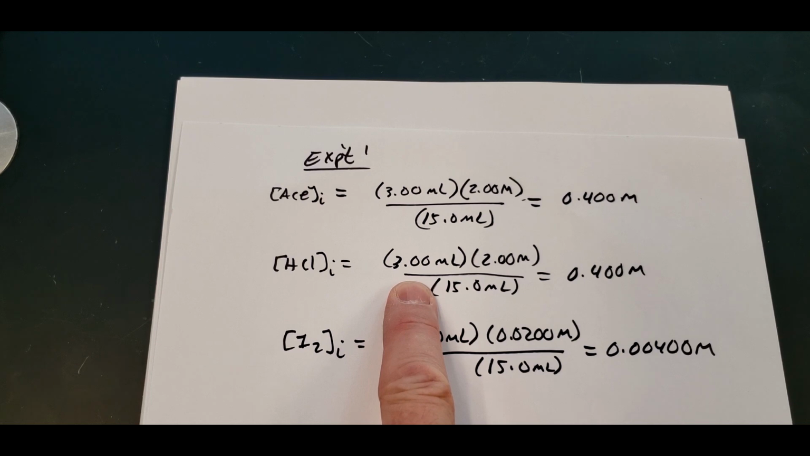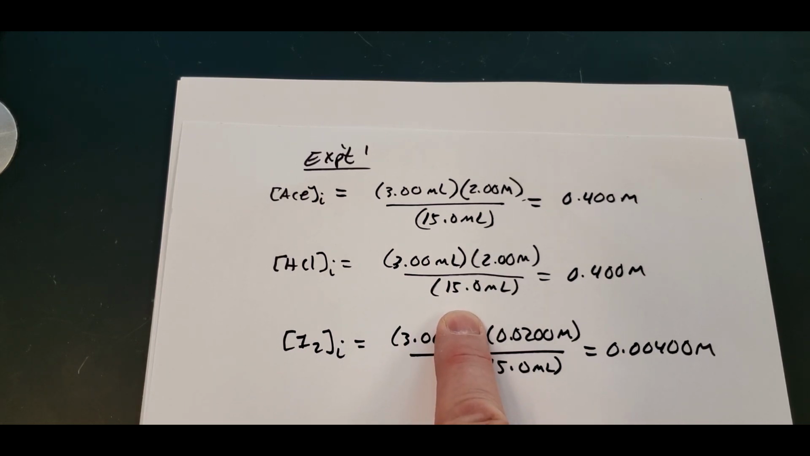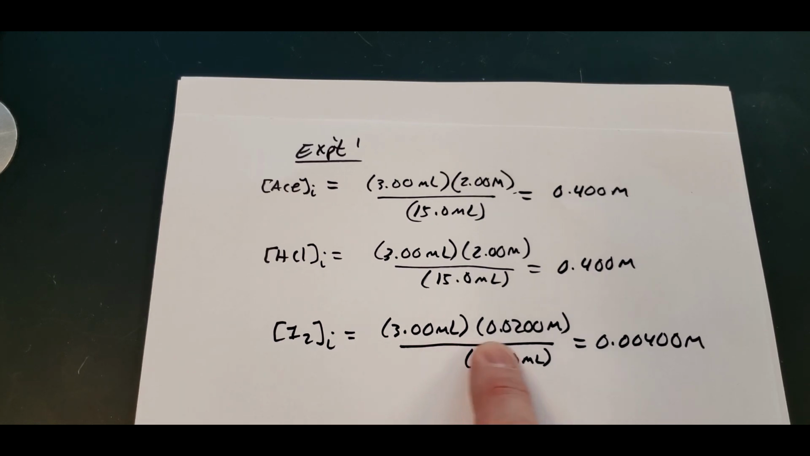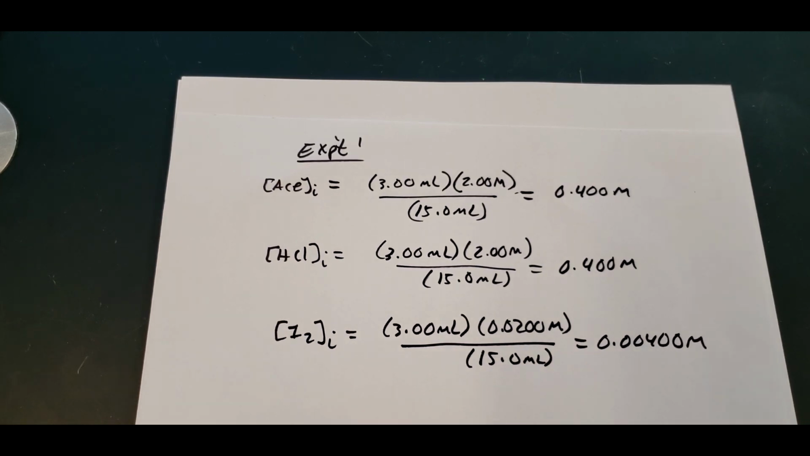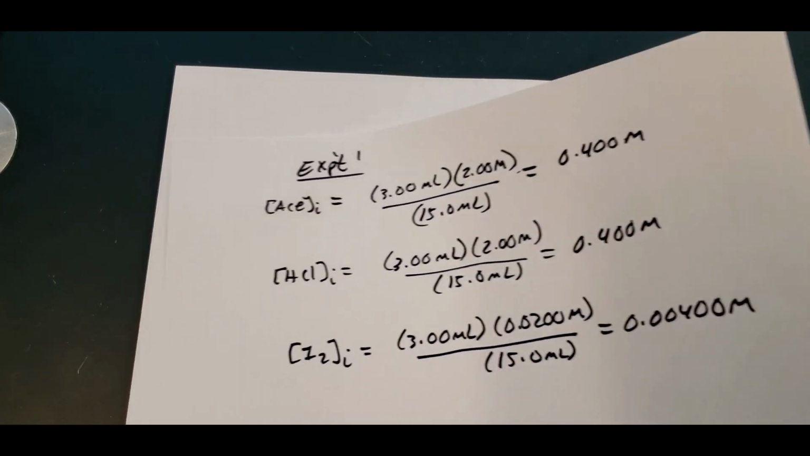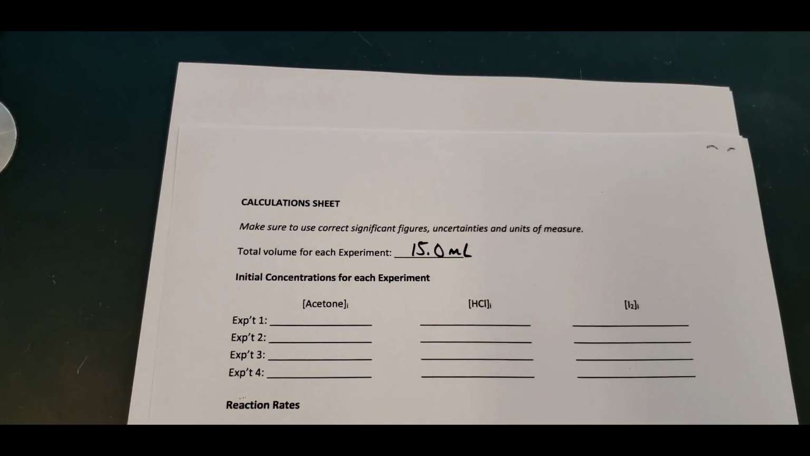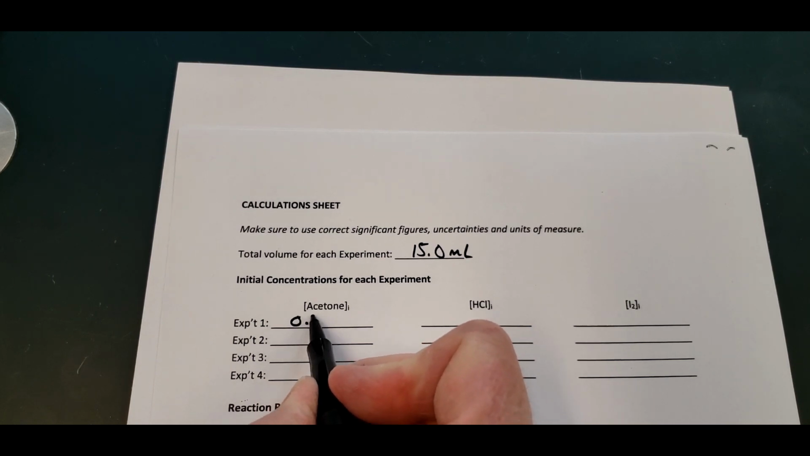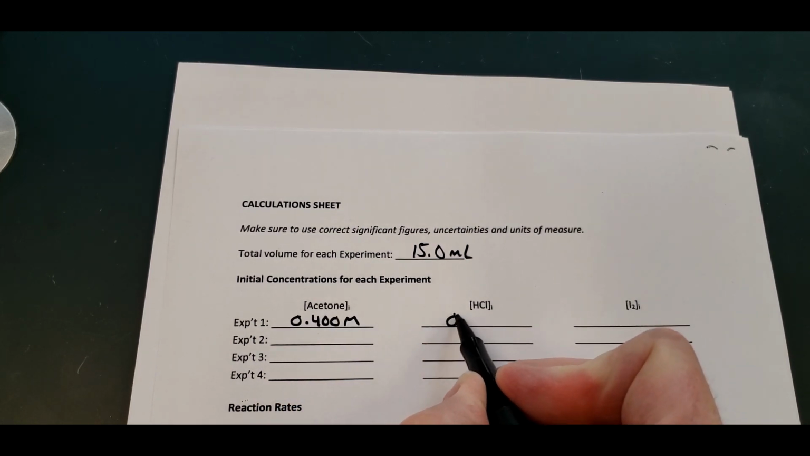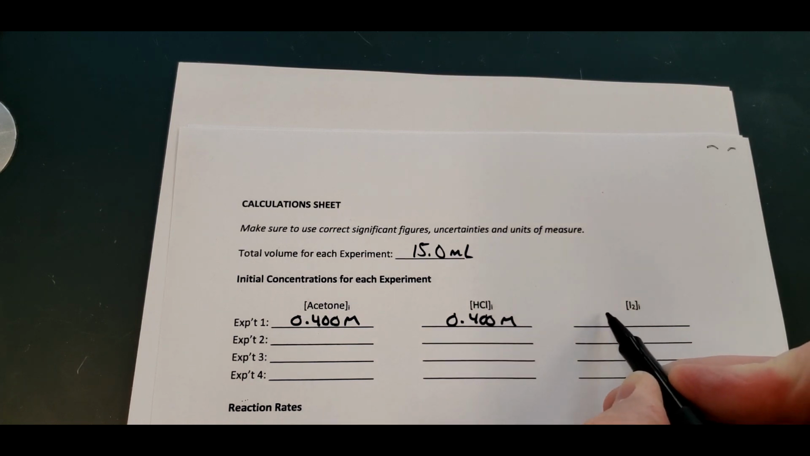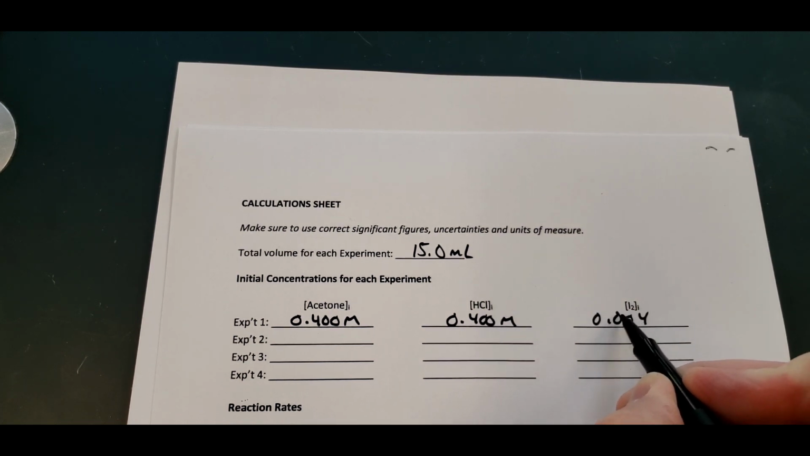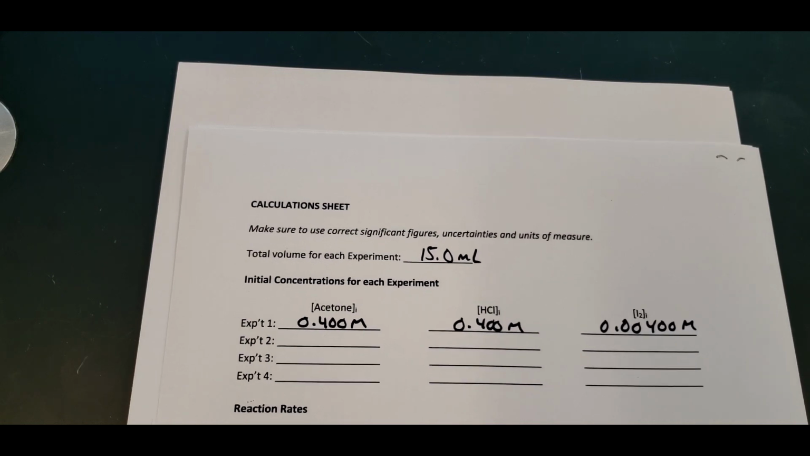HCl, same thing, 3 mLs, 2 molar, 15 mLs it was diluted to, so this is 0.4. Iodine was 3 mLs, but it started at 0.02 molar, but then it was diluted to 15 mLs, so it's 0.00400 molar. So what we would do is put those values in here, and everybody has the same values for this. So you can write these right onto your sheet. Okay, and then I'll do experiment 2, and I think from there you should be able to take it.